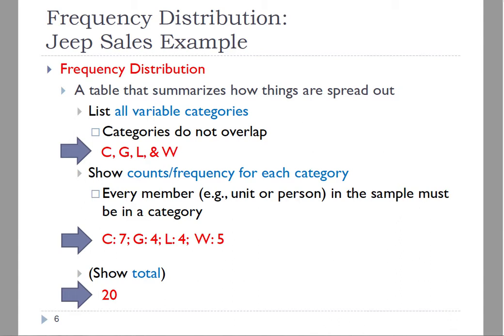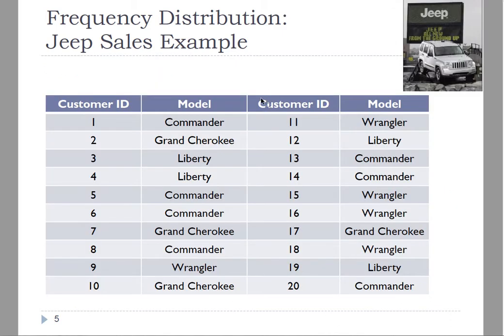So, for example, we can go back here and count. Customer 1 bought a Commander. Customer number 5 bought a Commander. 6 bought a Commander. 8 bought a Commander. 13, 14, and 20 bought a Commander. So that's 7 different customers who bought a Jeep Commander.